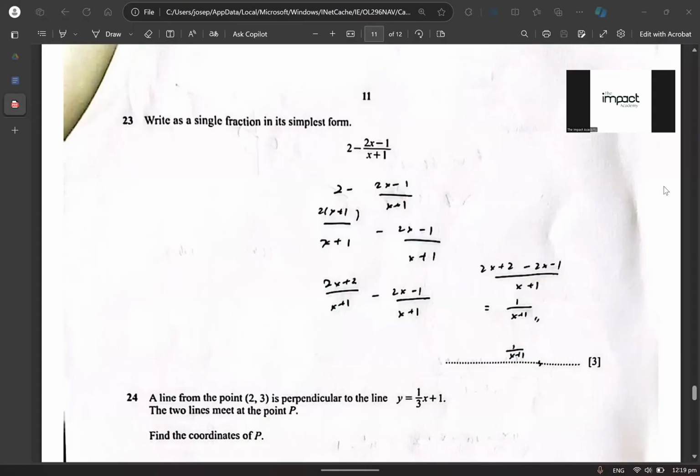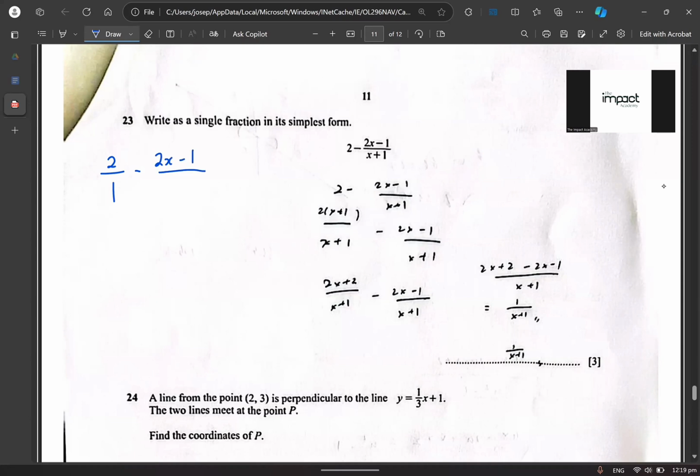So you see, you write a single fraction in its simplest form. So what you want to do is to make sure that the denominator is the same, right? So 2 over 1 minus 2x minus 1 over x plus 1. True or not? Okay, then after that over here, what do you want to do? The denominator, right? So x plus 1 over here as well. Correct or not? This one also x plus 1. True? Okay, so 2 bracket x plus 1 over, remember your denominator is x plus 1.